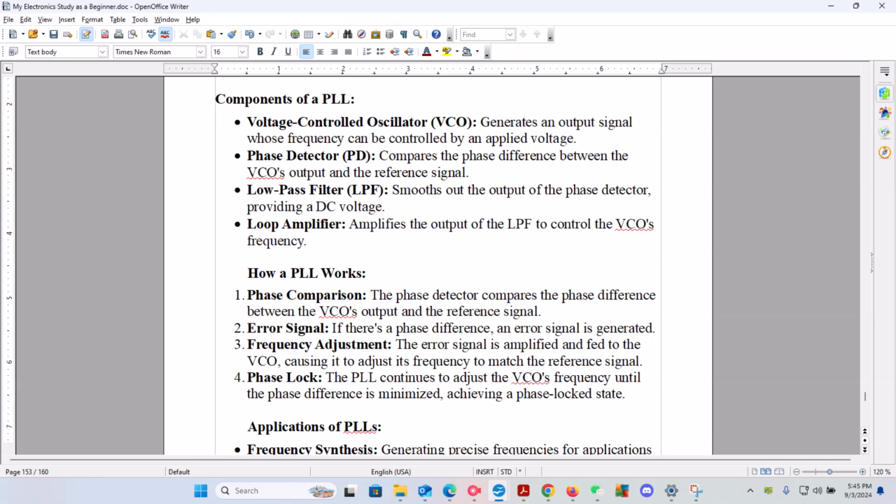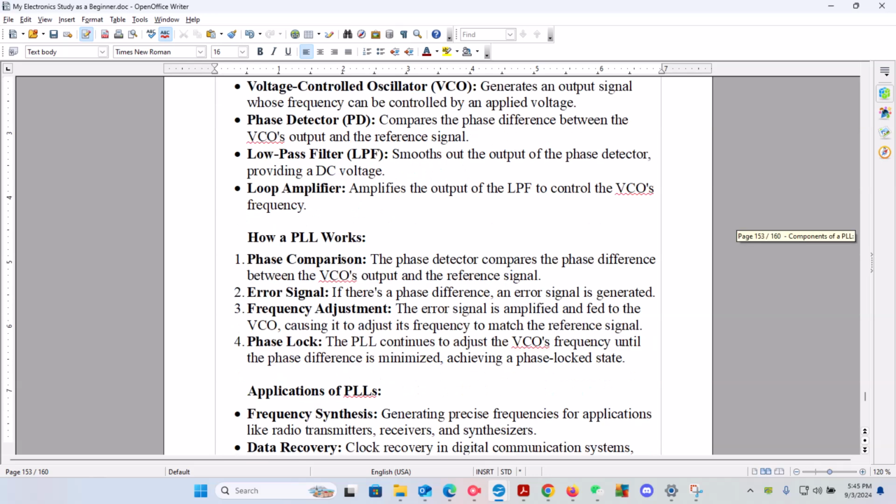Then after that, you have a phase detector, or PD, which compares the phase difference between the VCO's output and the reference signal. After that, you have a low pass filter, or LPF, which smooths out the output of the phase detector, providing a DC voltage. Then we have a loop amplifier, which amplifies the output of the LPF to control the VCO's frequency.